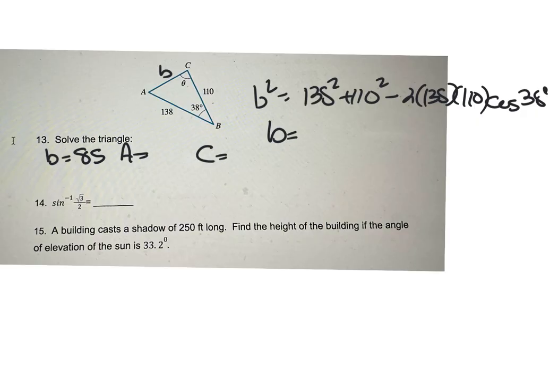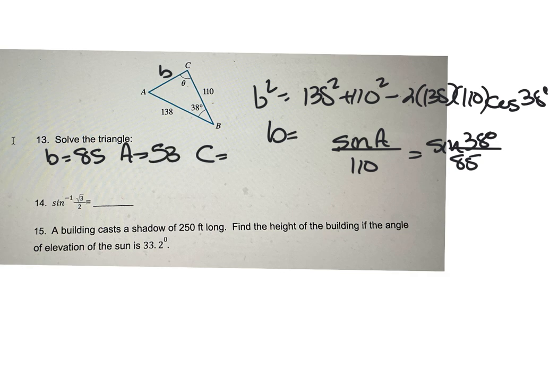Then I've got to find big A. To find big A, I'm going to do law of sines. Sine big A over little a, which is 110, equals sine big B, which is 38, over the b we just found, which is 85. Punching that in: 110 times sine 38 divided by 85. Don't forget, you've got to use second sine because I'm looking for an angle. I'm getting 52.8.